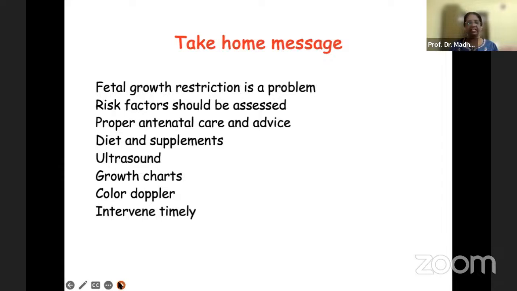The take-home message I'd like to give is that fetal growth restriction is a problem. Risk factors should be assessed. Each case should be assessed individually. There should be proper antenatal care and advice should be given. Diet and supplements: supplements have now no role. Before, they used to give oxygen therapy and IV fluids, and rest. All this has no role in treatment of IUGR babies. The only thing that may have some small role is protein supplements, but it's not yet proved. Ultrasound and growth charts should be interpreted, monitor with color Doppler, and intervene in a timely manner.